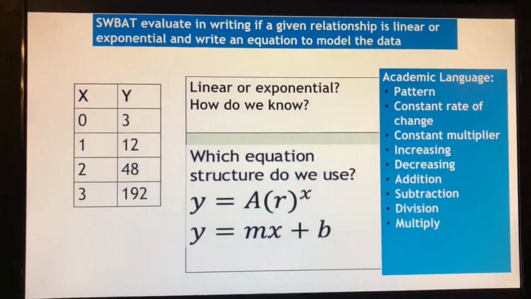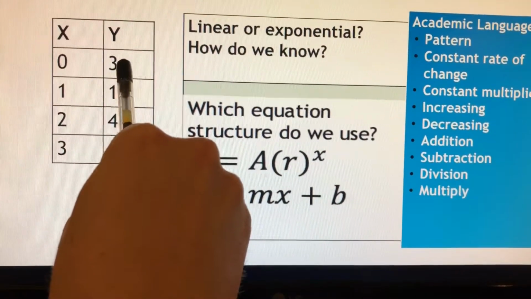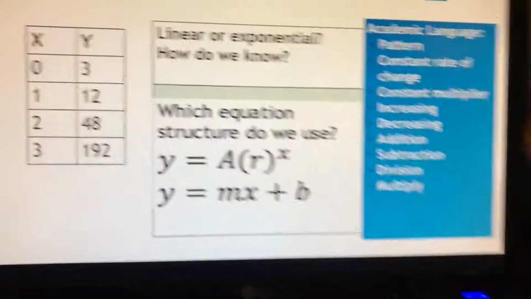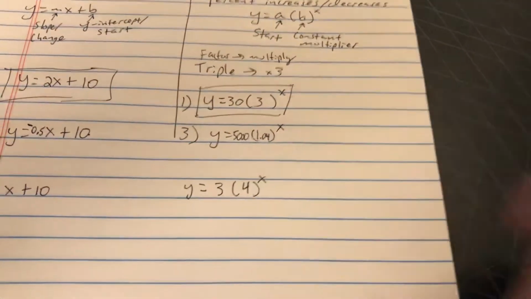Just like linear equations, you get the starting value where x is 0, so it's going to be 3. Then we're times 4, times 4, times 4. So it'll be y equals 3 times 4 to the x.